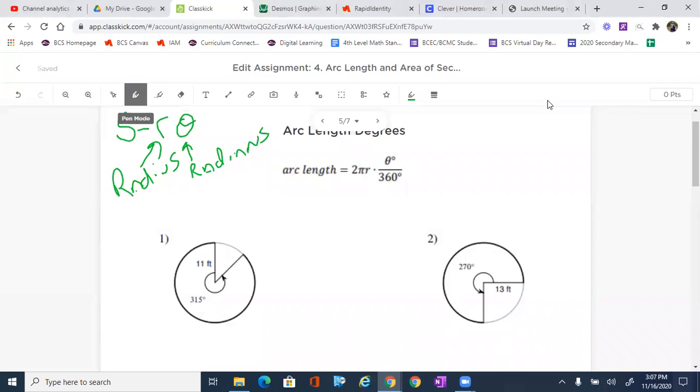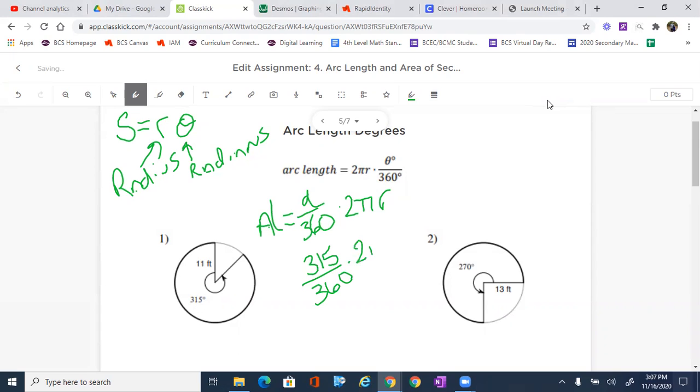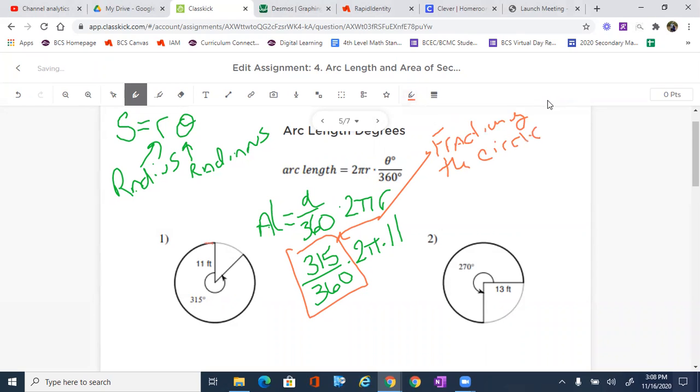So the arc length formula, if we have degrees, is simple. We just say the arc length is equal to the degrees over 360 times 2 pi r. In this case, the degrees is 315. So I simply write 315 over 360 times 2 times pi times the radius, which is 11. In other words, this is really just the fraction of the circle. The fraction of the circle is 315 out of 360 degrees.